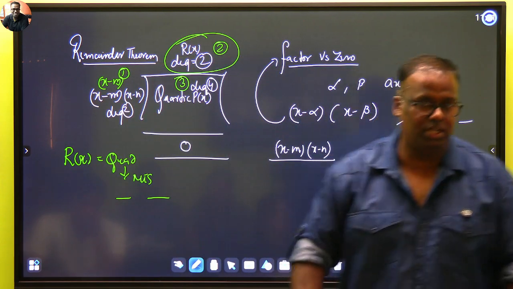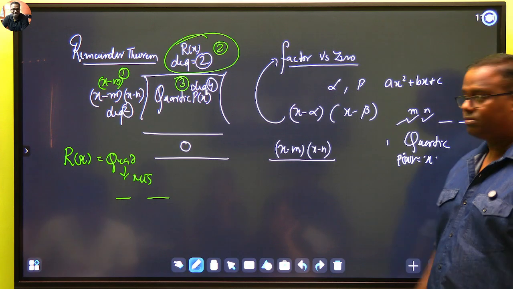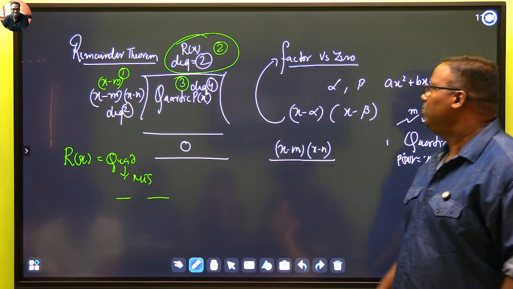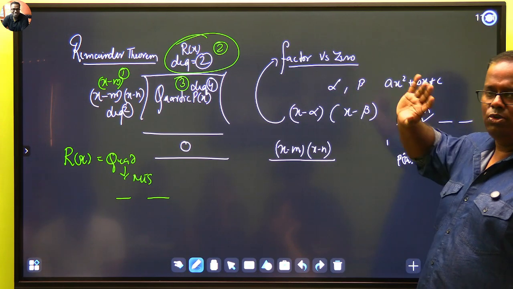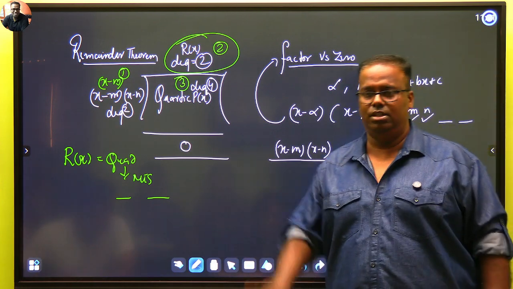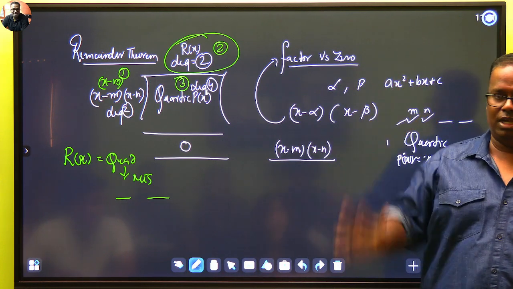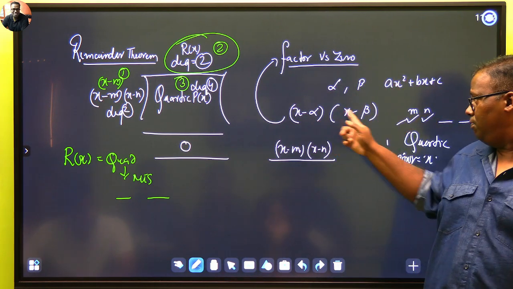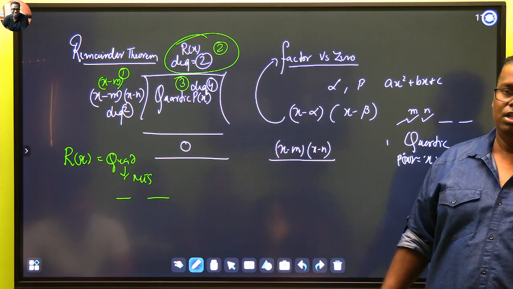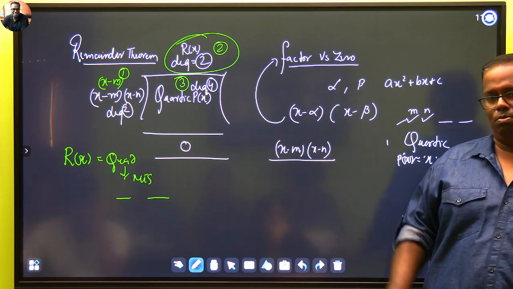Okay, it's a big question. Let's do it once again. First let's understand the logic. What is the logic? If a polynomial, let's go by quadratic first. In a quadratic polynomial, how many zeros can there be? 2 zeros. Which are the 2 zeros? Alpha and beta. Then x minus alpha and x minus beta will always be a factor of the polynomial.